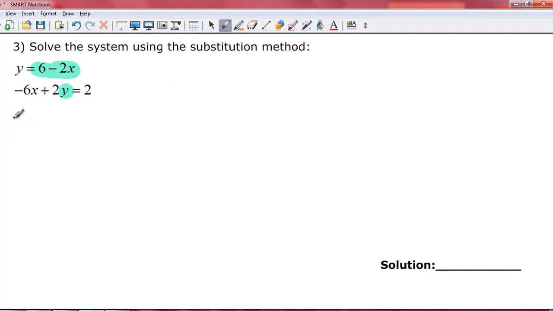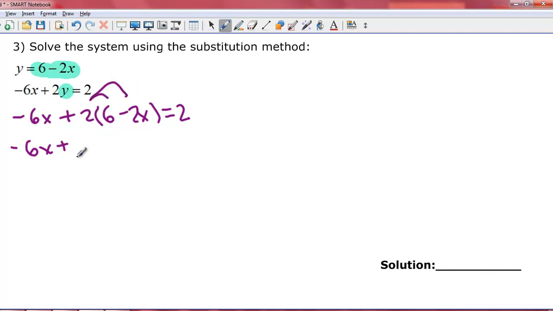Okay, so when we do that, we're going to get negative 6x plus 2 brackets 6 minus 2x, is what we're substituting in for that y, is equal to 2. Okay, so we have negative 6x. What are we to do with that 2, Miss Andrews? So we need to distribute that into each piece inside. So we have a positive 2 that we're multiplying. We end up with plus 12 minus 4x equals 2.